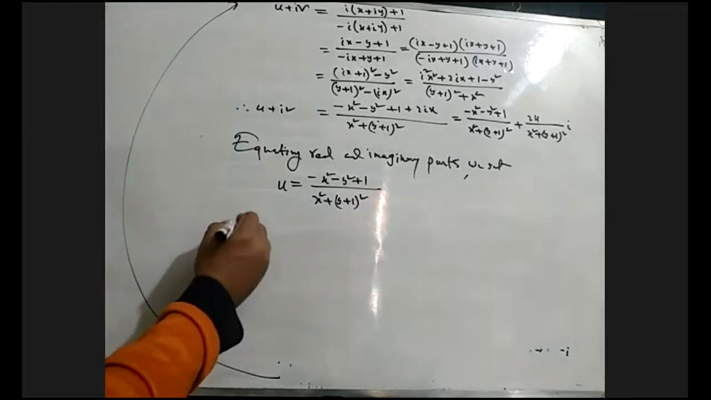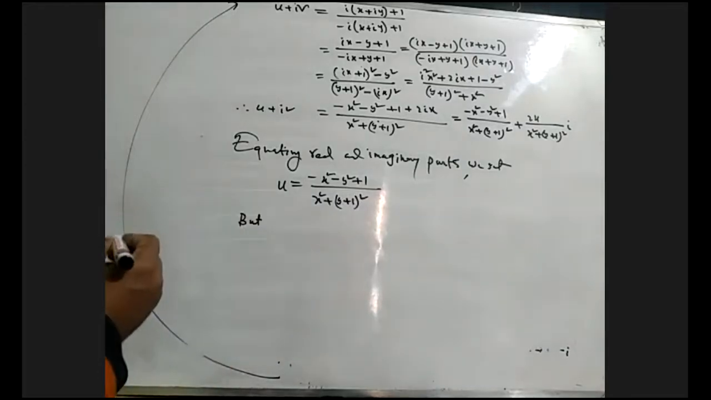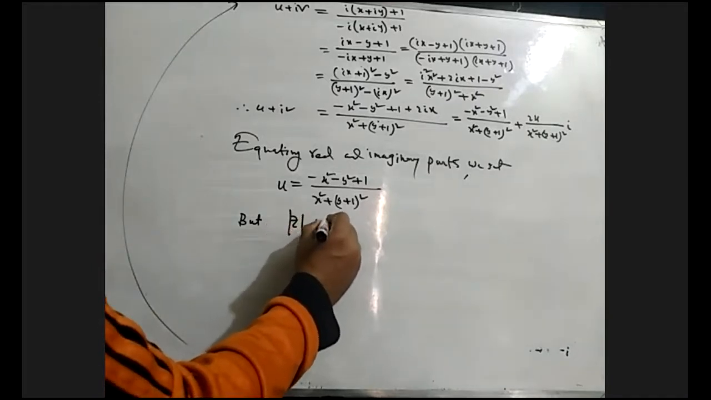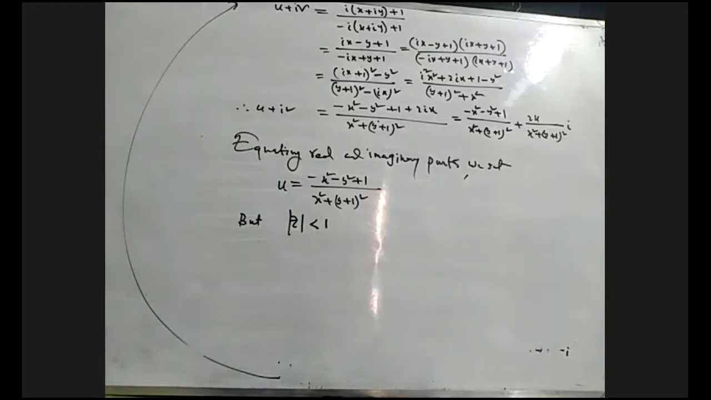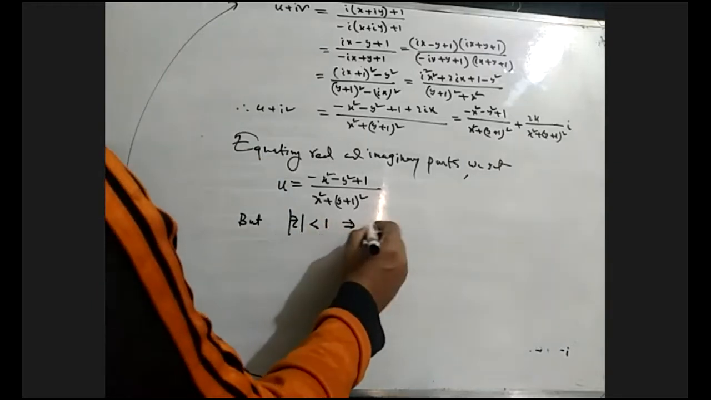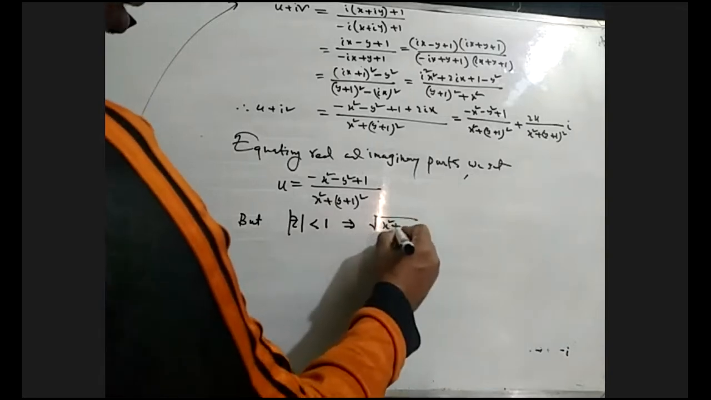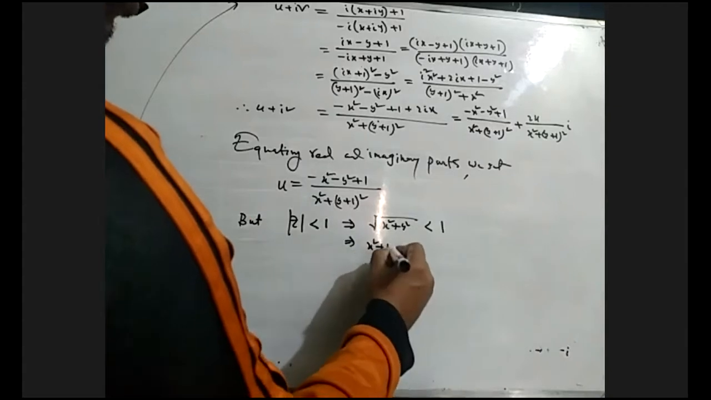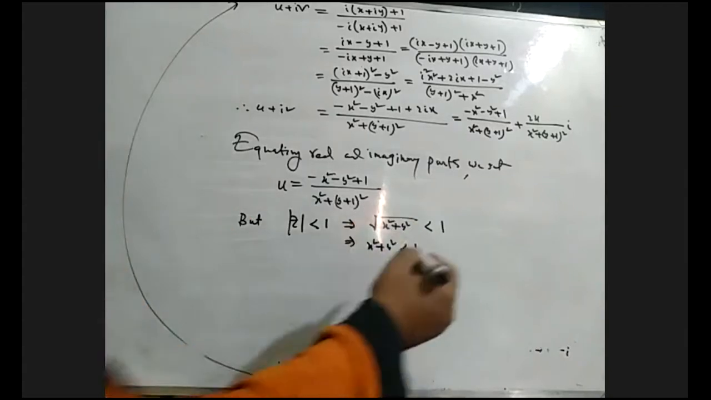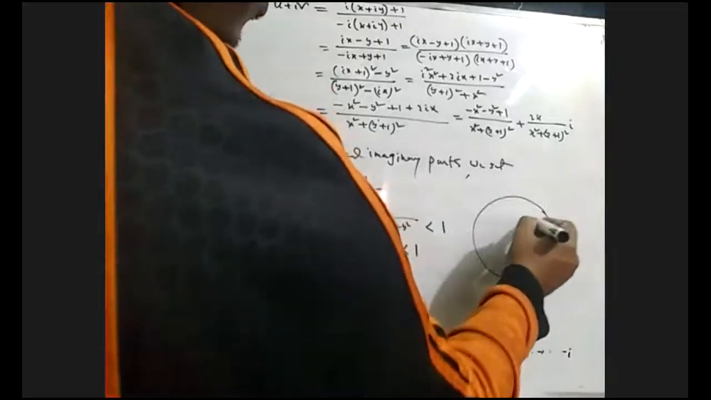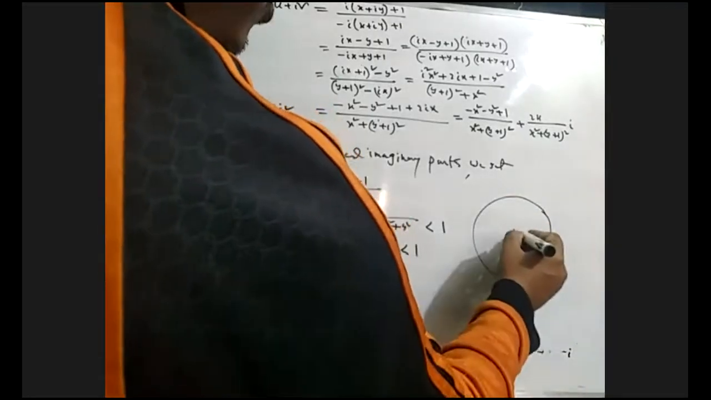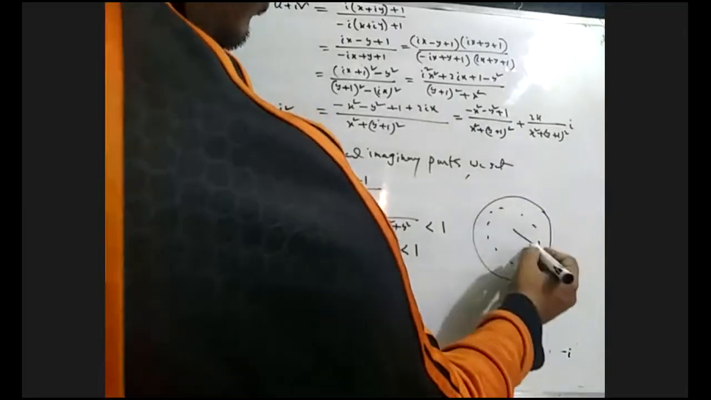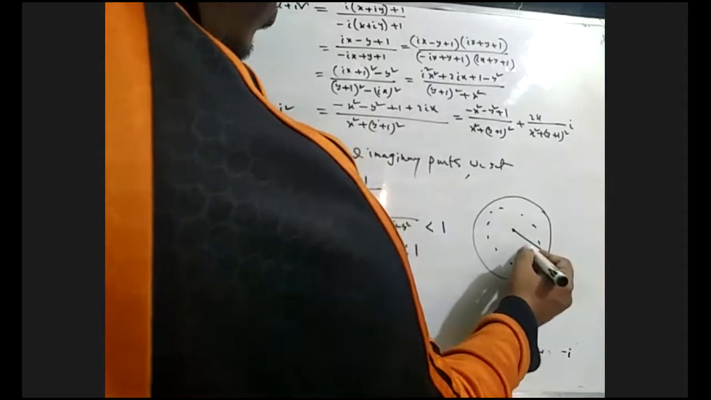But we are given in the question the modulus of z, modulus of z is less than 1. But modulus of z is what? Square root of x square plus y square less than 1. That means x square plus y square is less than 1, and this is the circle with radius 1. Okay, radius will be what? 1. And this radius will be what? 1.